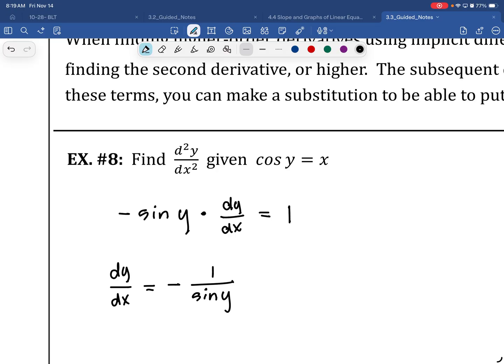We've got to do a second derivative. Do you want to do the derivative on -1 over sine y, or do you want to do the derivative of negative, what is the reciprocal of sine? So which of those do you want to do the derivative on? You want to do the quotient rule? You want to do the derivative of cosecant? Cosecant for sure.